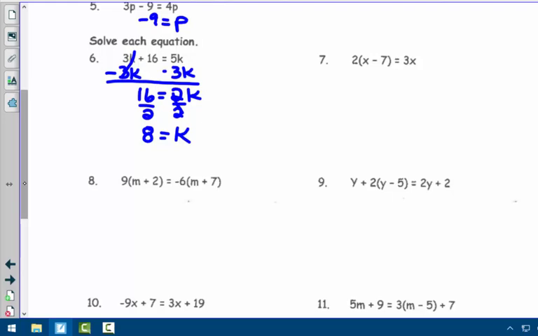3 times 8 is 24 plus 16 is 40. 5 times 8 is 40. 40 equals 40. Yippee, right answer. Number 7 is a distributing problem.